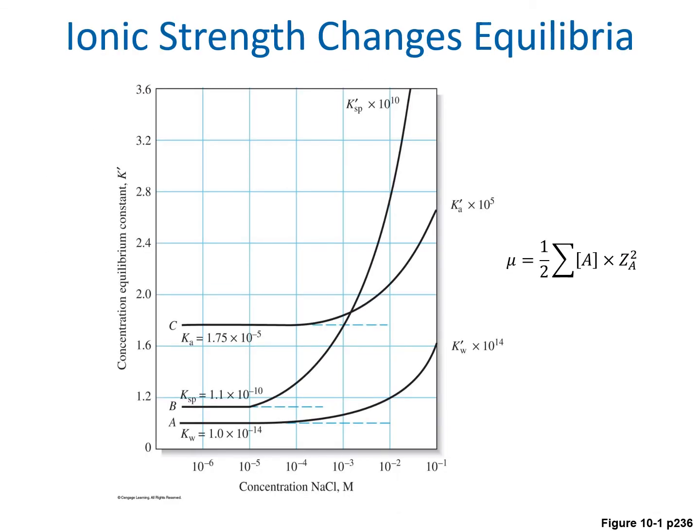Ionic strength is pretty much the total amount of charge in solution. It's relatively easy to see in this graph that as salt concentration goes up from left to right, the ionic strength would as well. But notice that each of the three equilibrium constants, the Kw, a Ksp, and a Ka, all change drastically at high ionic strength because the addition of salt has actually changed the properties of the solution.